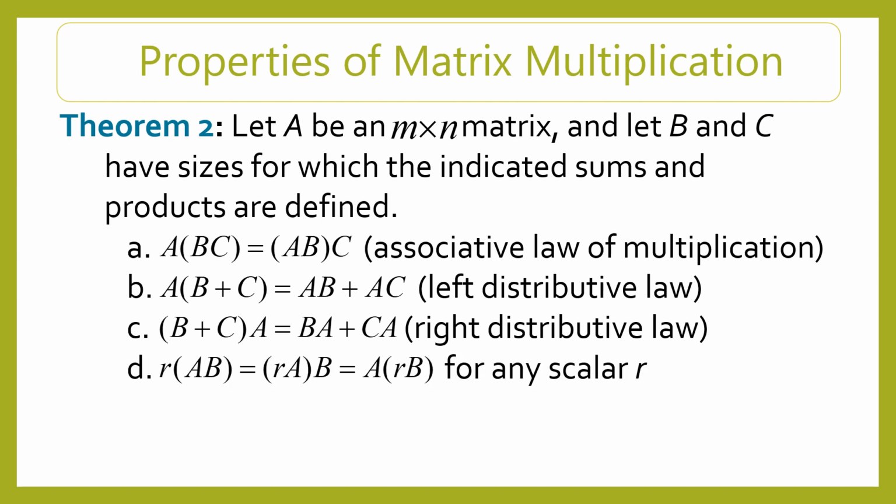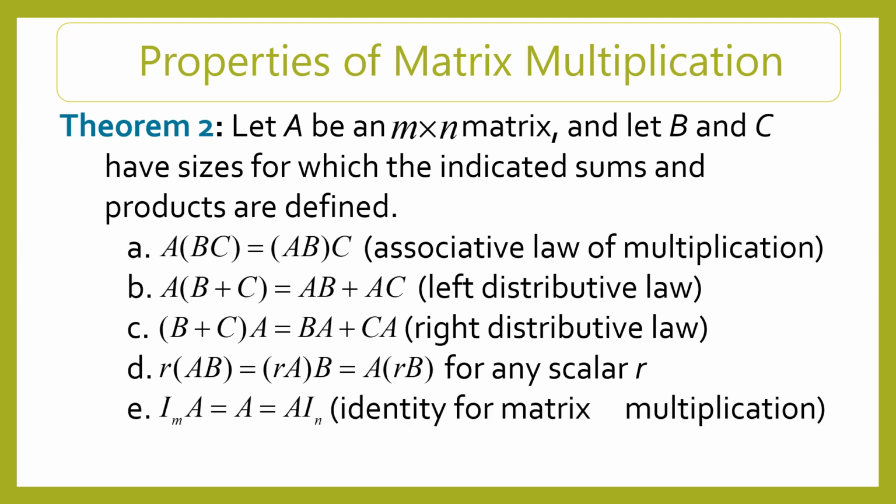Again, R here is a scalar, so if I multiply a scalar times the product, I can reassociate this scalar in any way I like. Of course, when you multiply the identity matrix with a matrix A, you recover the matrix back either way, either from the left or from the right.